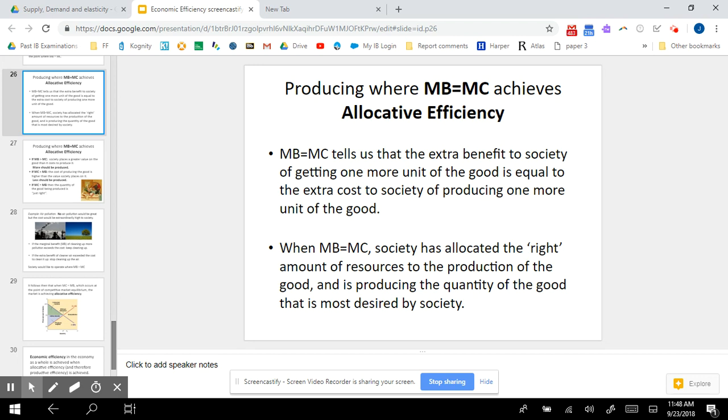And we will see that in an activity that we do in class, where we clean up a beach and we look at the extra benefit society receives for each time we add an extra worker to cleaning up the beach, and we'll compare that to the marginal cost, so the extra cost that society incurs by hiring this extra worker.